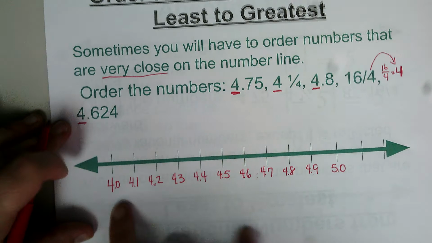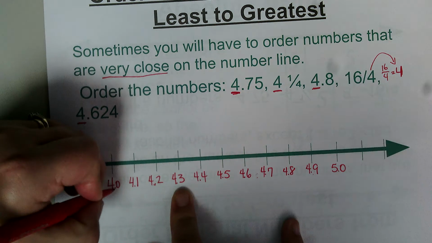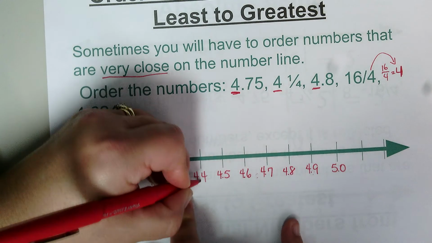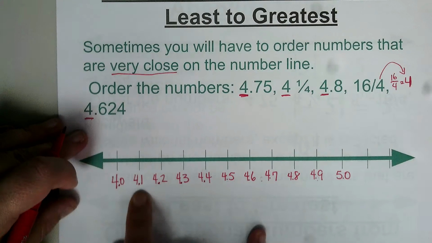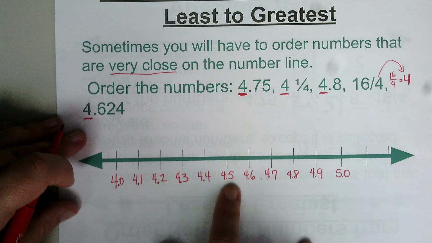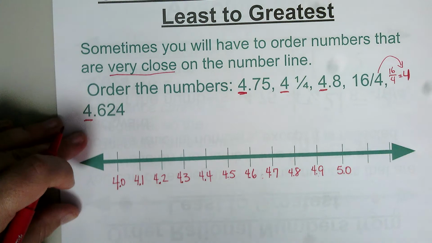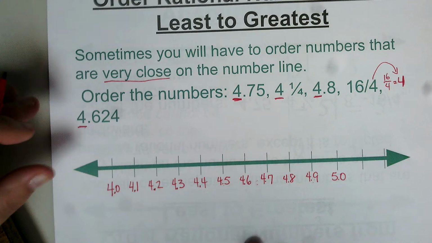Okay, this would be considered base 10 because each one of the decimal numbers is in the tens place. It would be like saying $4, $4.10, $4.20, $4.30, $4.40, $4.50, all the way to $5. That's what this represents. And I didn't have to use the other lines, and that's fine. So now let's go ahead and order our numbers on the number line.